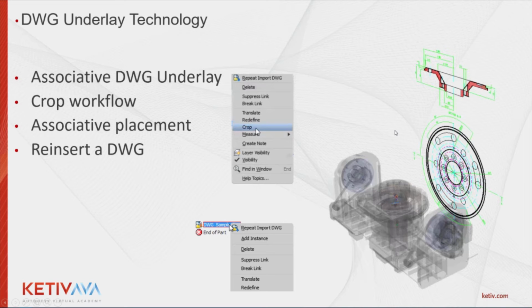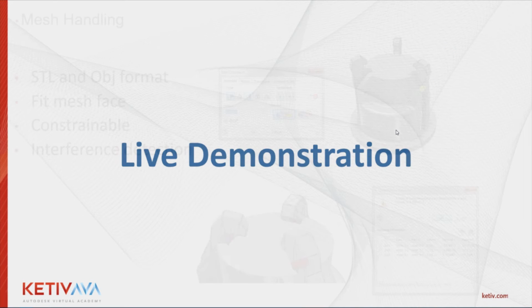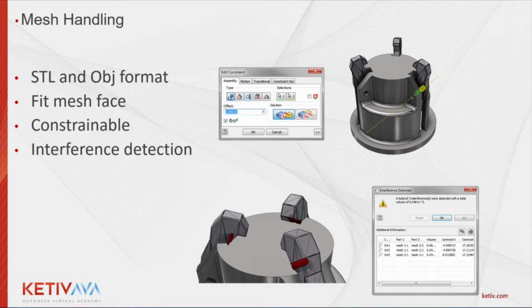Now, we've seen AnyCAD with 3D. We've seen DWG Underlay. I want to show you something that's very interesting, especially nowadays with scanners and being able to take a bunch of pictures and getting a 3D model. We are working a lot with meshes. What's great about mesh parts is that we get a 3D mock-up of an actual physical part.